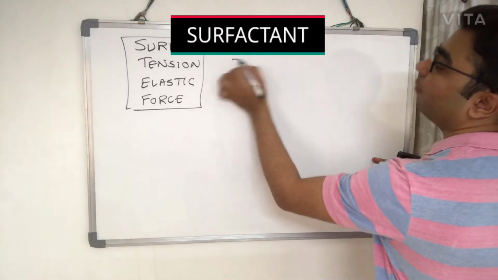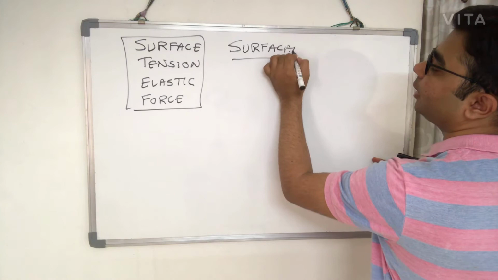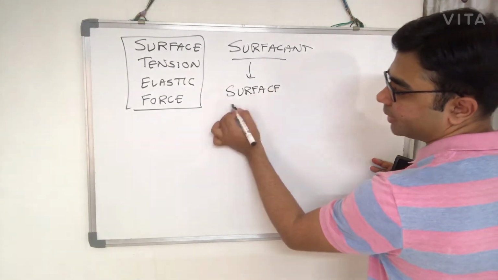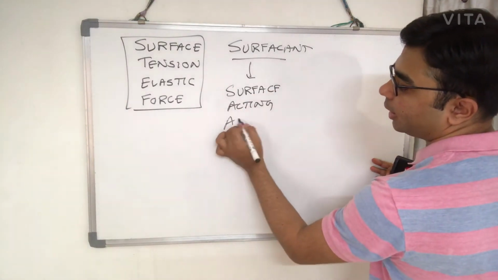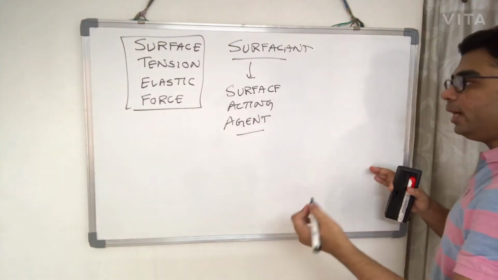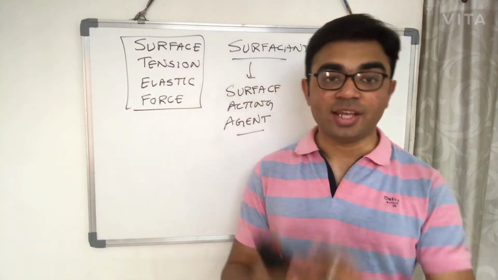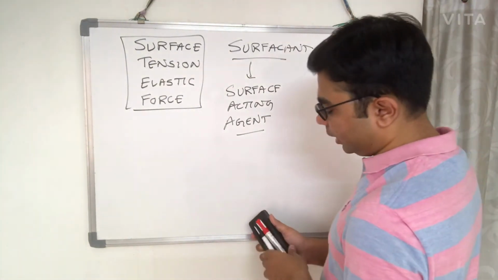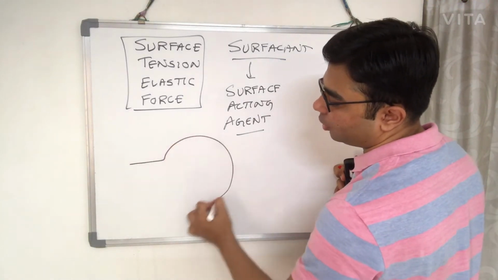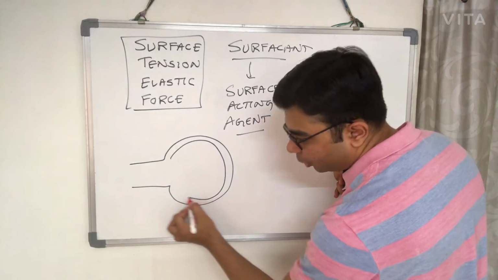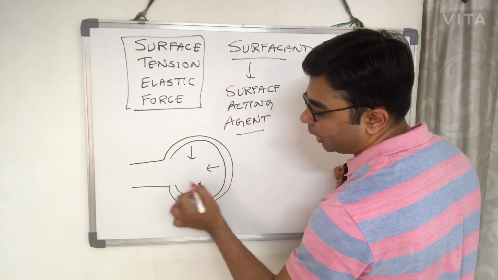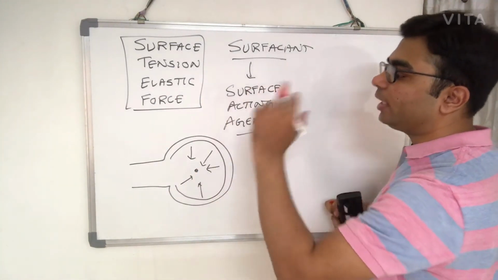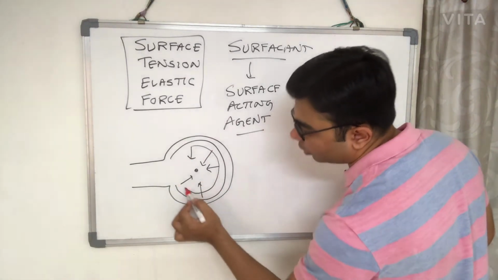Now what is surfactant? Surfactant means surface acting agent, and it helps in the reduction of surface tension. Very easy to understand. Suppose this is the alveoli, the inner surface of the alveoli lined by the fluid. It creates a surface tension towards the imaginary point in the center of the alveoli. It creates the collapsing tendency. What the surfactant does is that it reduces this particular tension.